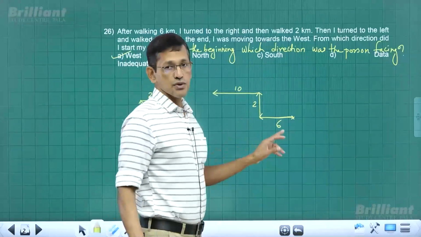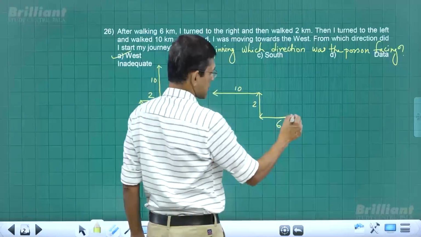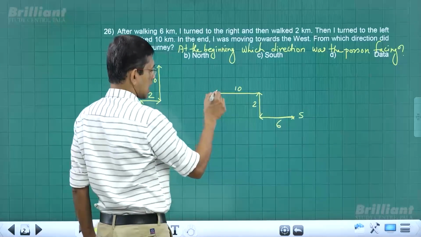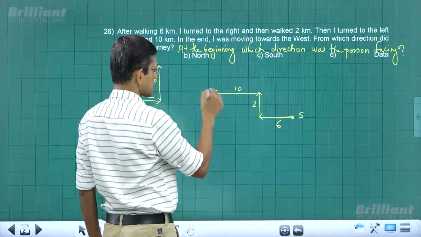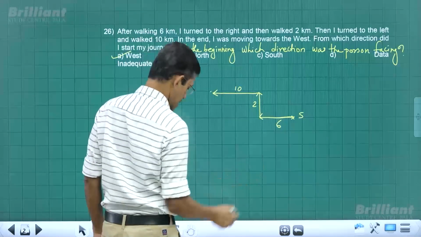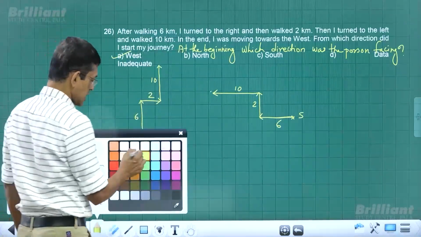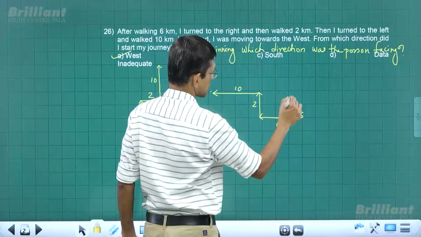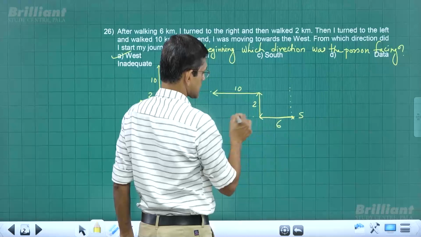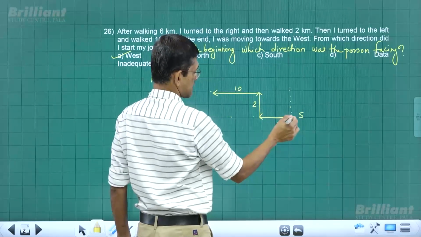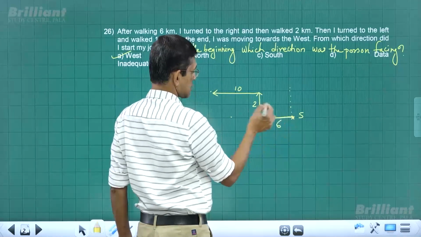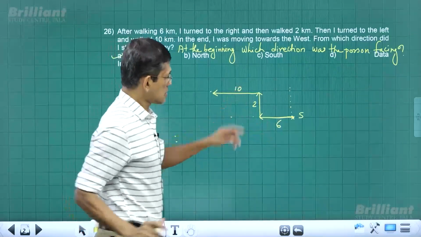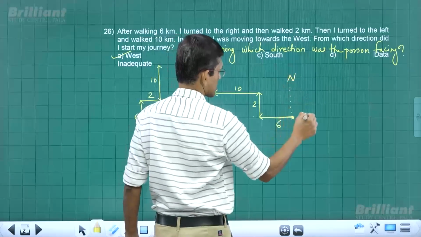However, if they ask the question with respect to the starting point, which direction he is at this point of time, then with respect to the starting point, where is he now? Towards north, and at the same time towards west as well. So with respect to the starting point, this is north, right? This is the starting point.